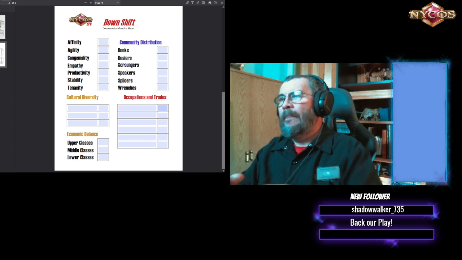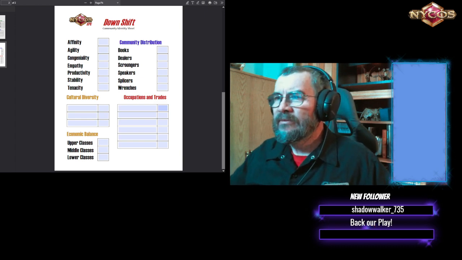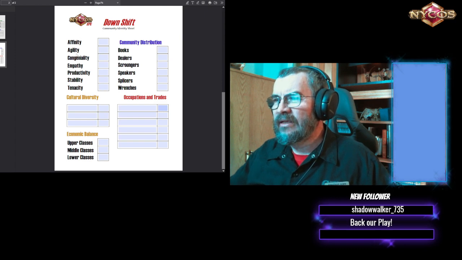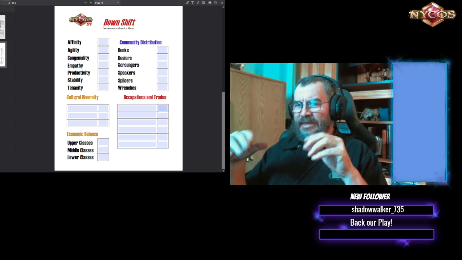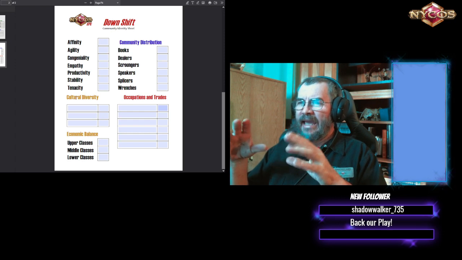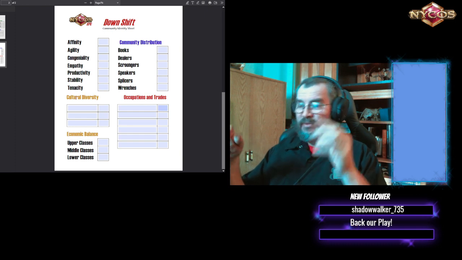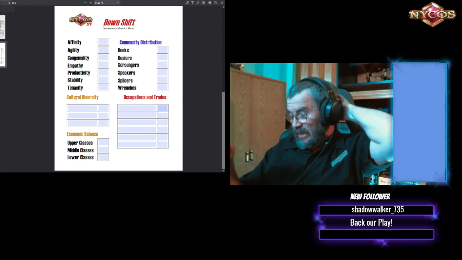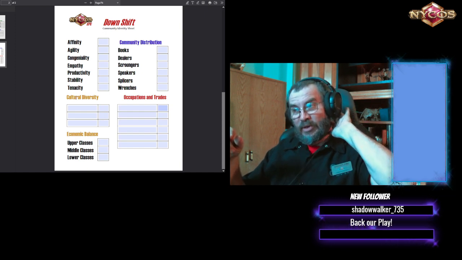Alrighty, so the first thing we're going to look at is the left column, the first 7 elements: affinity, agility, congeniality, empathy, productivity, stability, and tenacity. And this is going to be referring to the average person in the community, and of the community, therefore, as a whole. Generally, you'll use them in terms of what the community as a whole would do, but you could arguably choose to see whether an individual would be okay with a particular point.